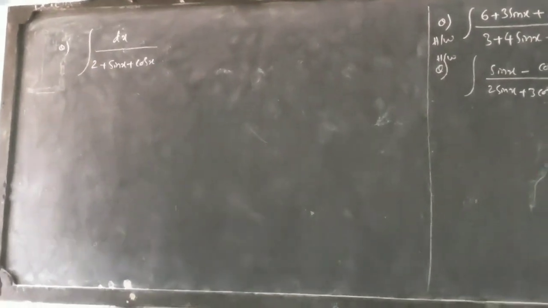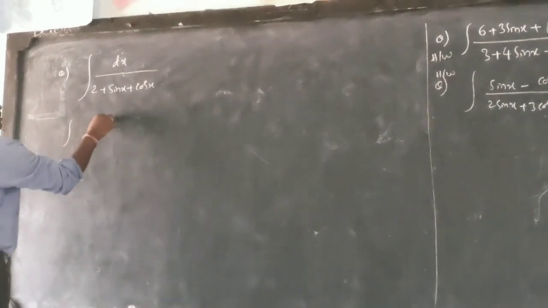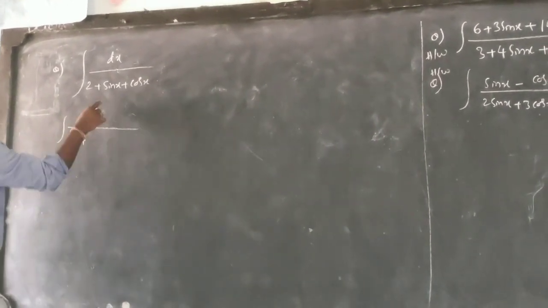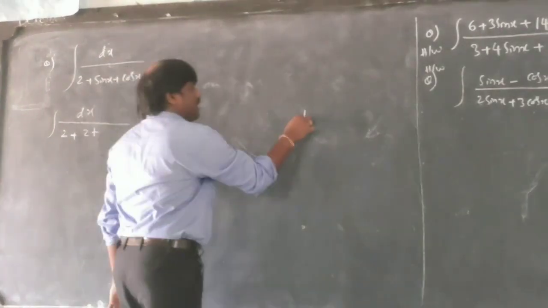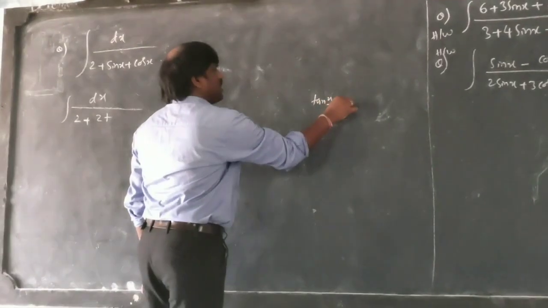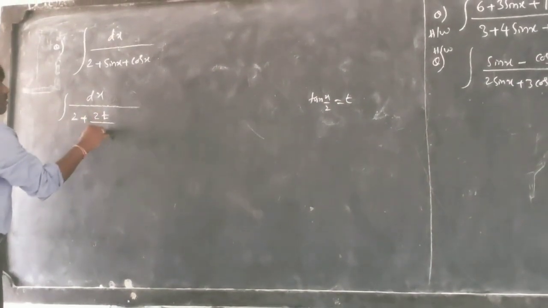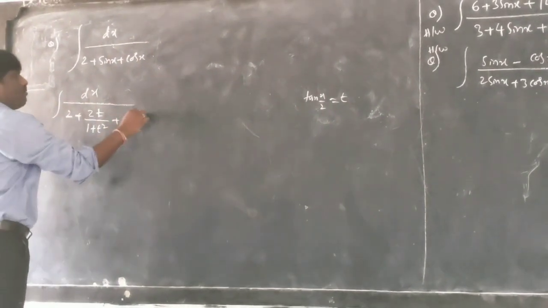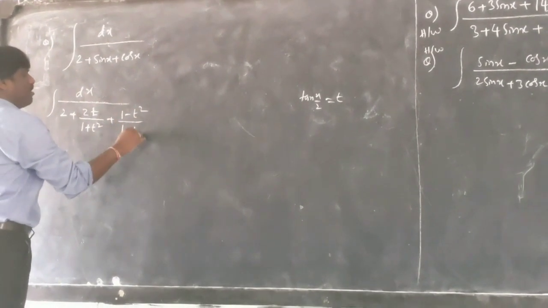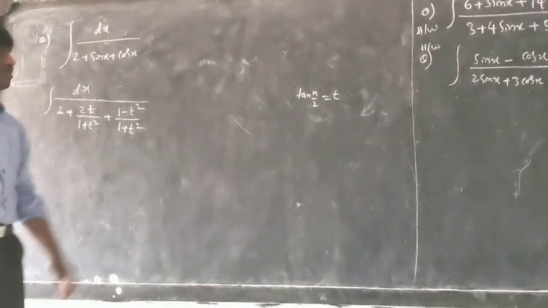Integration of dx upon 2 plus sin x plus cos x. So how do we do this question? Here, for sin x I can write 2 tan x by 2 upon 1 plus tan square x by 2, and tan x by 2 I am writing as t here. So 2t upon 1 plus t square, plus cos x, which is 1 minus tan square x by 2 upon 1 plus tan square x by 2. I am using tan x by 2 as t here.